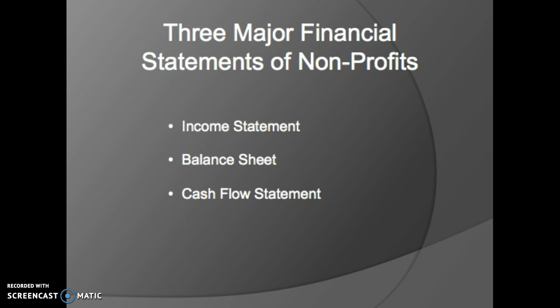GAAP requires that the firm report assets using the historical costs. Cash and assets held for sale, such as marketable securities, are an exception to the rule. These assets are reported using the lower of their cost or current market value.